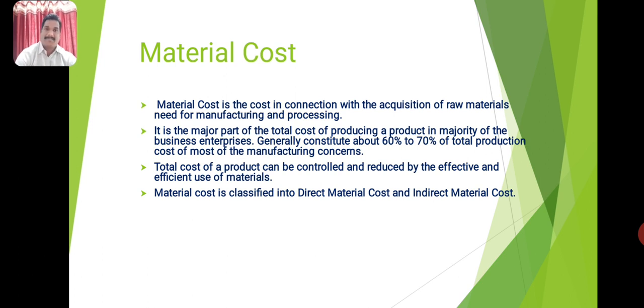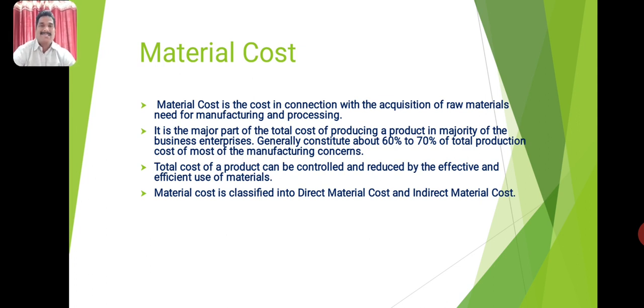material cost. So material cost, you can see that it is the cost incurred in connection with the acquisition of raw materials which is needed by a business organization. So in order to manufacture and process or produce goods or to render services, certain raw material may be needed by the business organization, and for the purpose it has to acquire the required material, and for the acquisition or procurement of material the organization will incur a cost, and that cost is called material cost.